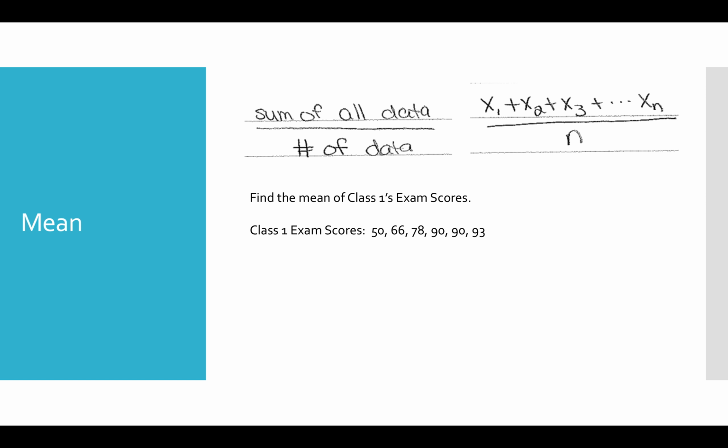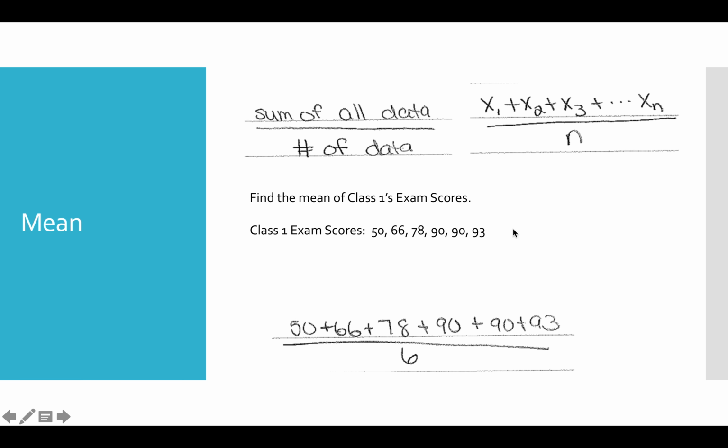Here we've got exam scores for class 1. I'm just going to add all these numbers together, and I'm going to divide by 6 because there are 6 numbers. You want to be careful when you type this in your calculator. Make sure that you put parentheses around the numerator if you're going to do it all in one step, or it might be easier to get your answer for the numerator and then divide by 6 in 2 steps.